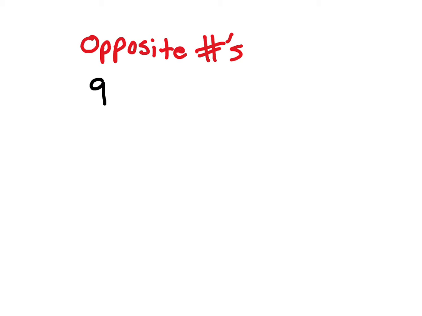Okay, real quick. Opposite numbers. I know we've already spoken about opposite numbers, but I also want you to look at opposite numbers as negative numbers. Okay? So if I see a number like this that just says 9, now I know that the opposite of 9 is negative 9, which means that this little negative symbol means opposite.